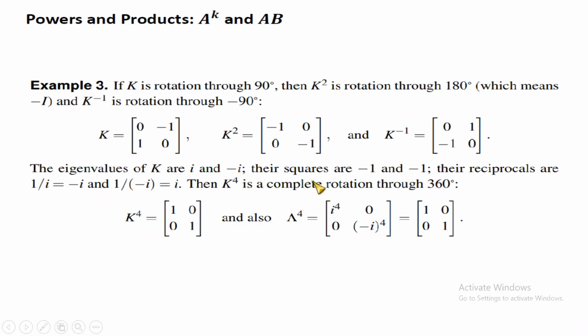Then K to the power 4 is a complete rotation through 360 degrees. K is a 90 degree rotation, so K to the power 4 is a complete rotation through 360 degrees. So K to the power 4 is the identity matrix, 1 0 0 1. And also lambda to the power 4 is i to the power 4, 0, 0, minus i to the power 4. That will be 1 0 0 1.